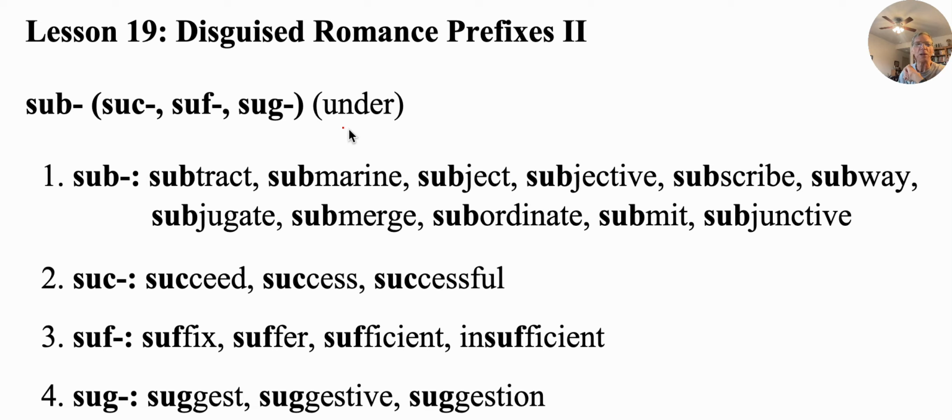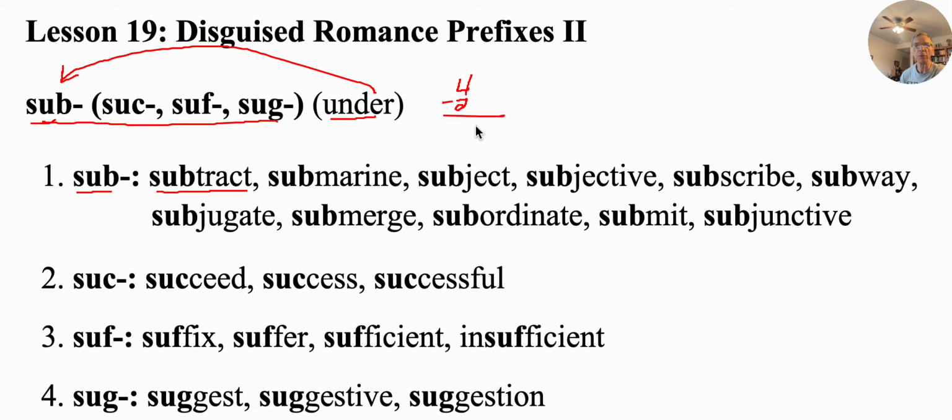So, remember, sub means under, and all 4 spellings here mean under. So we have sub, and the first one is subtract. And I know you know what that is. 4 take away 2 equals 2. And notice that the number's going down. And so sub means under, subtract. Next you have submarine, and that means under the sea, right?